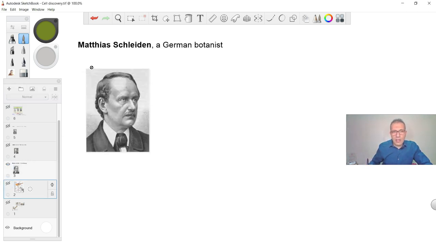The third scientist was called Matthias Schleiden. He was a German botanist and he was concerned with plants, so we call him a botanist. So who is a botanist? He is a scientist who studies or examines or works with plants. He concluded in 1838 that all plants are made up of cells.